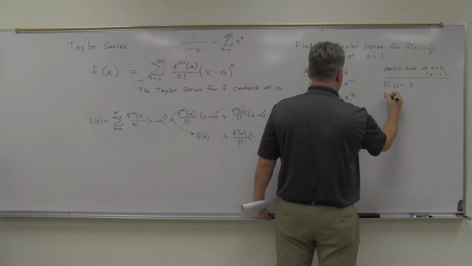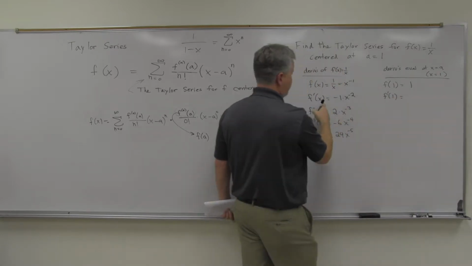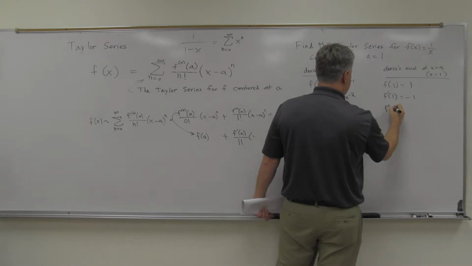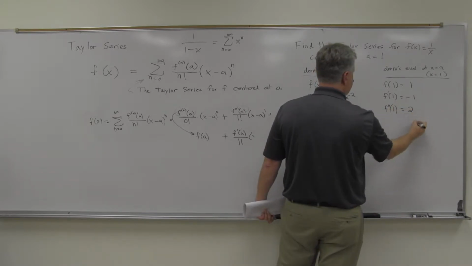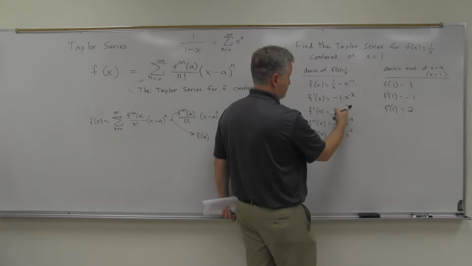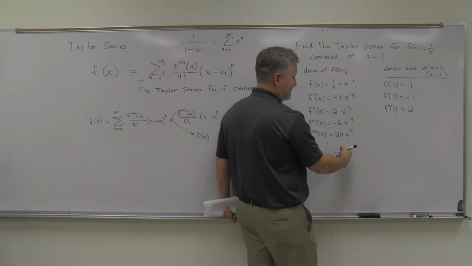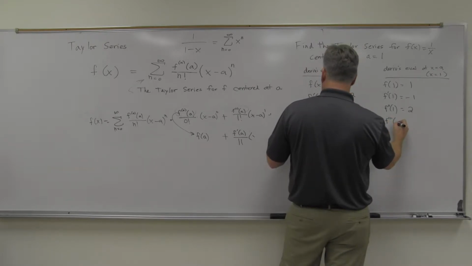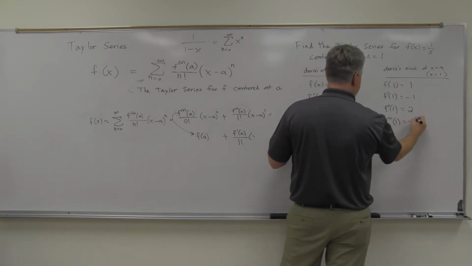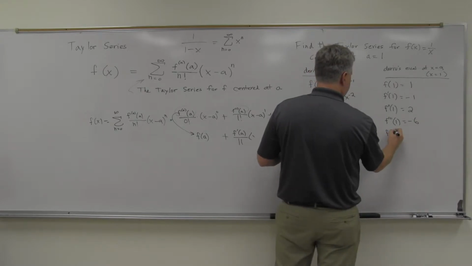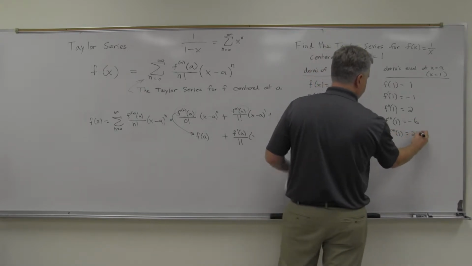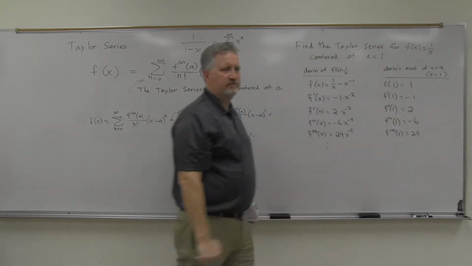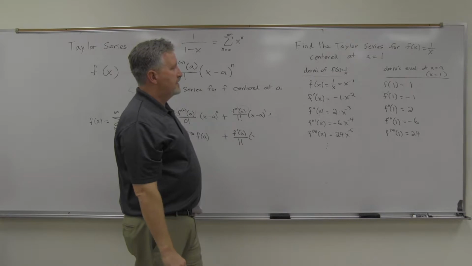f prime of 1, so first derivative at 1 would be negative 1. f double prime at 1 would be 2, right? Because x is 1, so all these are 1s. f third derivative at 1 would be negative 6. And then the fourth derivative at 1 would be 24. So I'm just evaluating those, in this case at 1, because that was the a value. Okay.